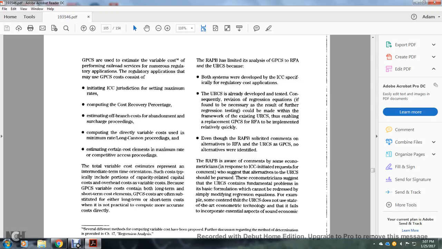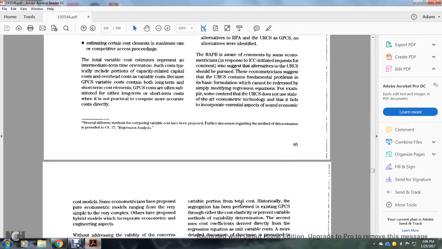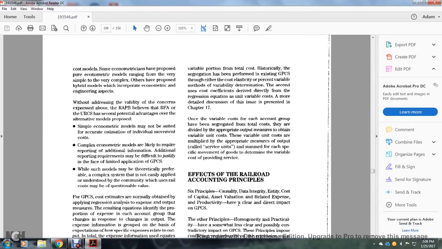For example, some of the content of the Uniform Railroad Costing System does not use state-of-the-art econometric technology, and it also has not incorporated essential aspects of sound economics. Some economists have proposed cost models, with econometric models ranging from very simple to very complex. Often others propose hybrid models incorporating economic engineering aspects.